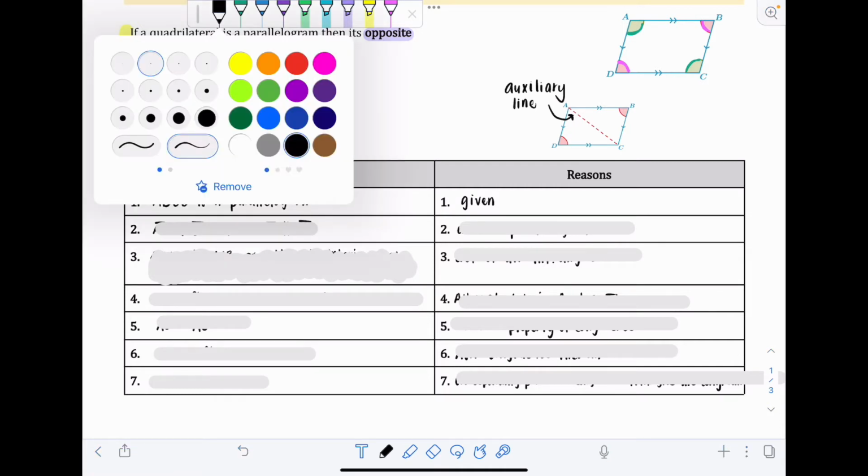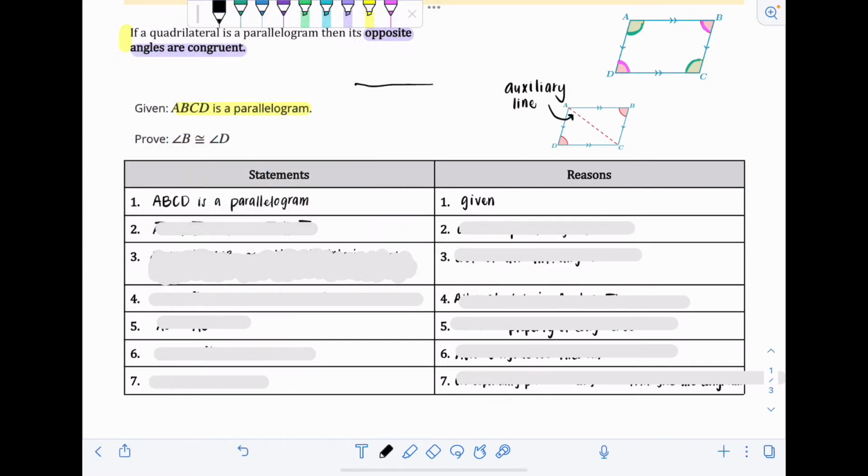Remember with alternate interior angles, if we have two parallel lines cut by a transversal, they create two sets of alternate interior angles. Interior means inside the parallel lines and alternate means on opposite sides of the transversal. Those pairs are congruent to each other, and so would these two. If we can find that from this picture, then we can say that some angles are congruent to each other and start to build our argument.